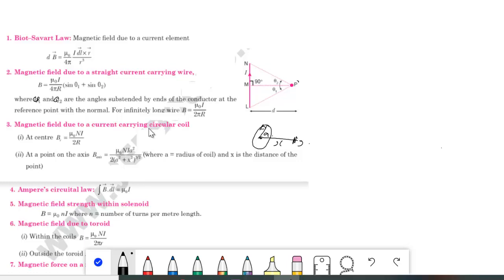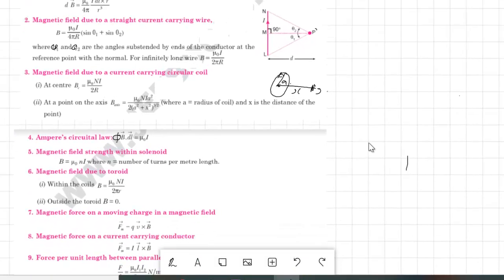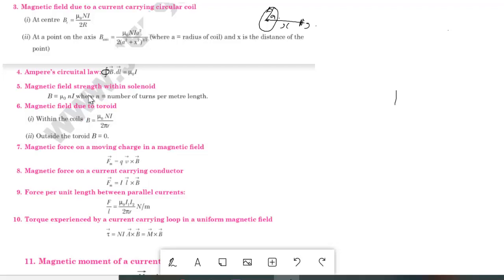Next is Ampere's circuital law: closed integral B dot dl equals mu 0 into I. Then the magnetic field strength within a solenoid is B equals mu 0 n I. Here you need to know what n is. Small n is the number of turns per unit length, that is, the number of turns for 1 meter length.